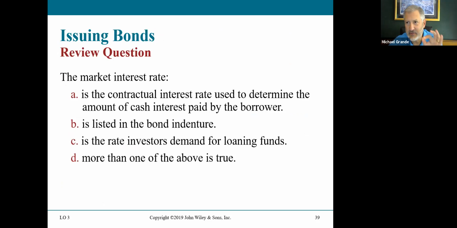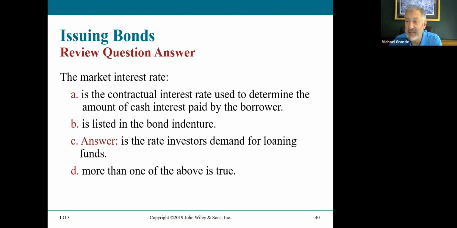The market interest rate. So there's a difference between the contractual interest rate and the market interest rate. The contractual interest rate is what is printed on the bond and what is going to be paid in cash at every interest payment date. The market interest rate is what? Is the contractual interest rate used to determine the amount of cash interest paid by the borrower? No. Is it listed on the bond debenture? No. Is it the rate investors demand for loaning funds? That is correct.